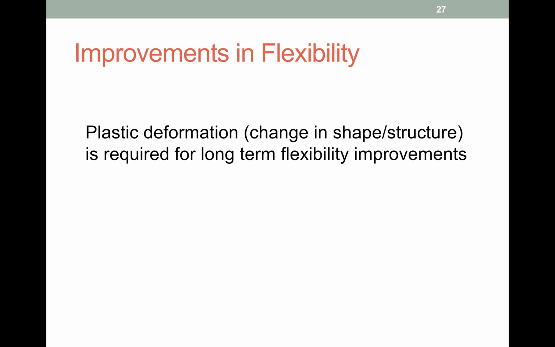So in order to really change range of motion around a joint long term, you need some sort of deformation of the tissue. So it's a plastic deformation, which basically means that there is a change in its shape or structure. So this is something that can be done with repetition and with progression. You can change this tissue long term.